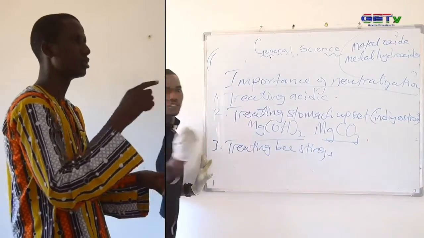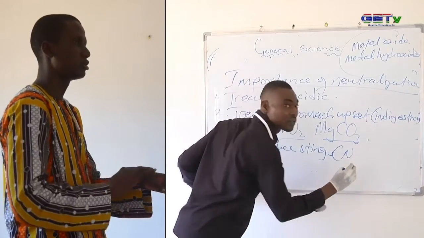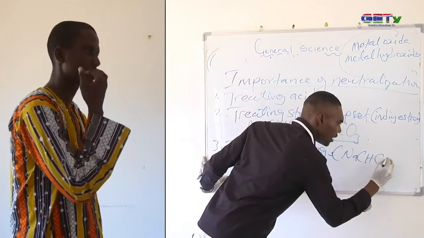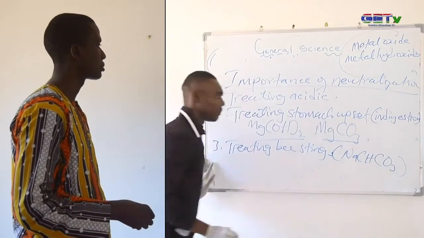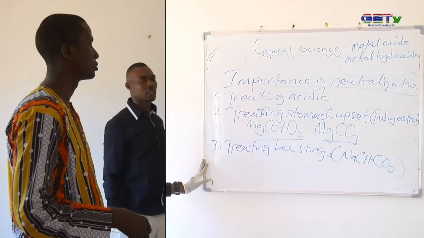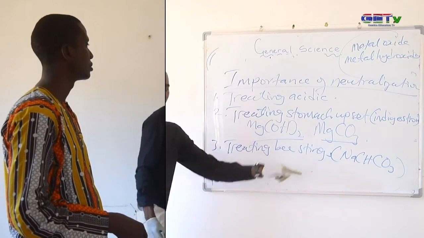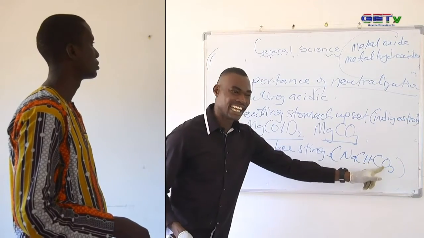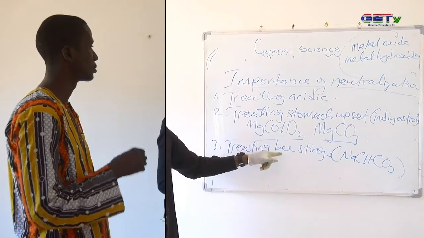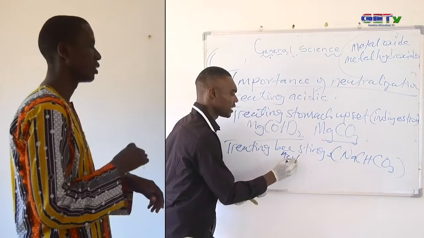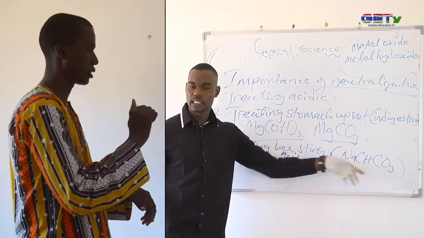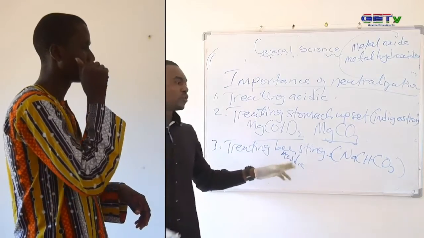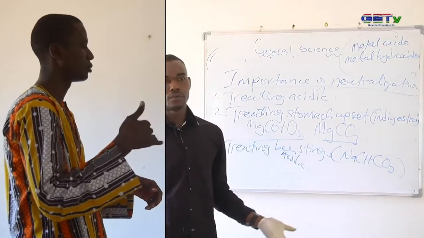By using a substance called sodium hydrogen carbonate, NaHCO3, baking powder, used in treating bee stings. The process is neutralization because the carbonate here will neutralize the bee sting, which is acidic. The bee sting is acidic, this is the base, they combine, then there is a process called neutralization, and you will not feel the pain of the bee sting anymore.